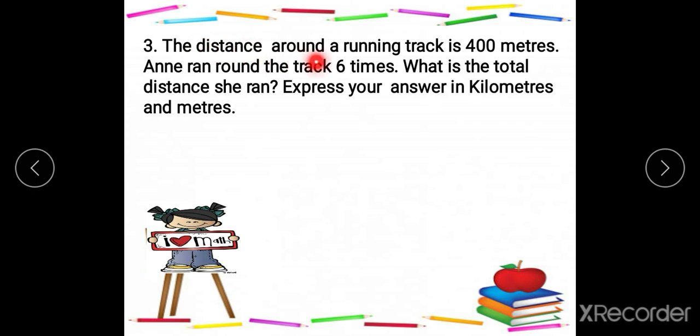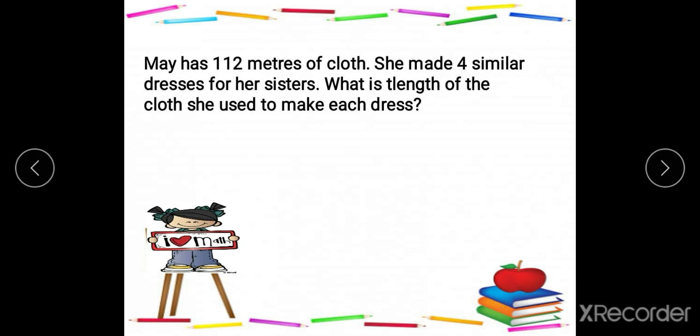The distance around a running track is 400 meters. Anna ran around the track 6 times. What is the total distance she ran? Express your answer in kilometers and meters. Question number 4. May has 112 meters of cloth. She made 4 similar dresses for her sisters. What is the total length of cloth she used to make each dress?